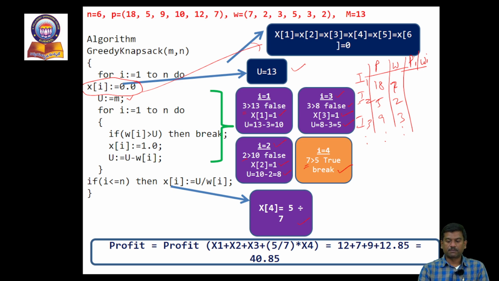And how do we calculate the profit? That is x1 plus x2 plus x3, that is the entire first item, entire second item, entire third item, whereas for the fourth item it is 5 by 7th into x4. Once you calculate this, the profit of the first item is 12, the profit of the second item is 7, and so on. 5/7 of item 4 is equal to 12.85. That is how you get the maximum profit, that is, the profit is equal to 40.85. This is how you can solve the knapsack problem.